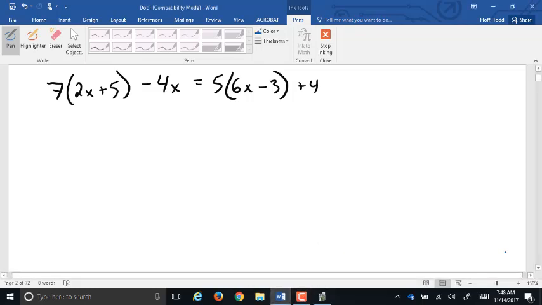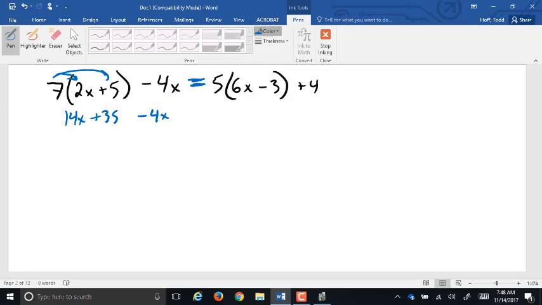Okay, so we see parentheses. That should always draw us to do something there first. Since there's more than one set of parentheses, we'll work left to right. And we're going to stick to the left side of the equal sign first here. So on the left side, we got 7 times 2x, which is 14x. 7 times 5, 35. Then we still have the negative 4x. What can we combine there?